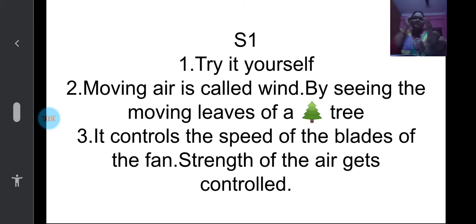Just you can know that. If you write in your own words, nothing wrong. It will make the fan move faster or slower, the blades move faster. Any words you can put and you can complete that. Let us see what is given in S2, children.